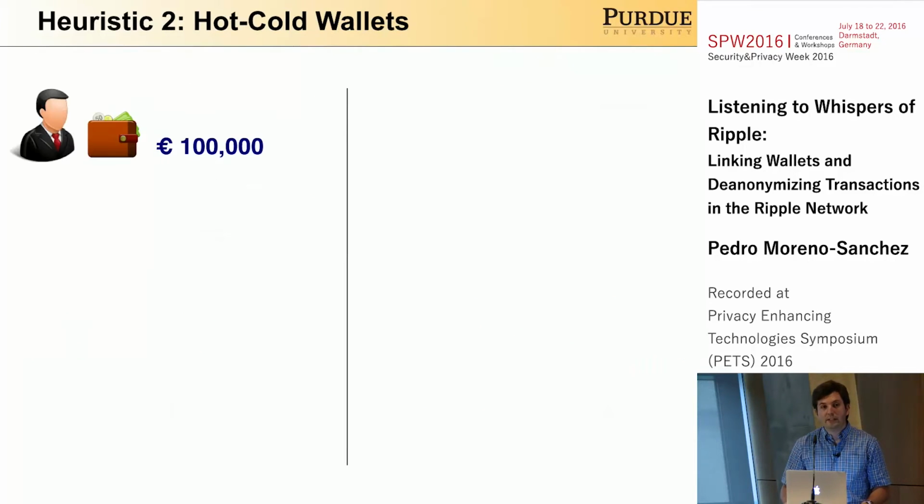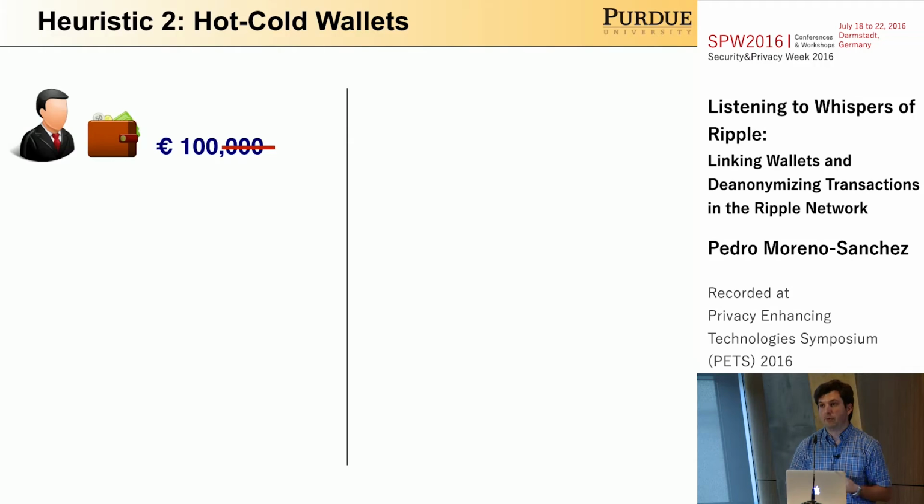The second heuristic that we propose captures a really natural activity that we do in our daily lives. Let me ask you a question. How many of you are carrying right now more than 100,000 euros in your wallet? Seems like not too many people, 2%. So I think a more realistic case is that we probably carry around 100 euros and we use this wallet to pay for daily activities.